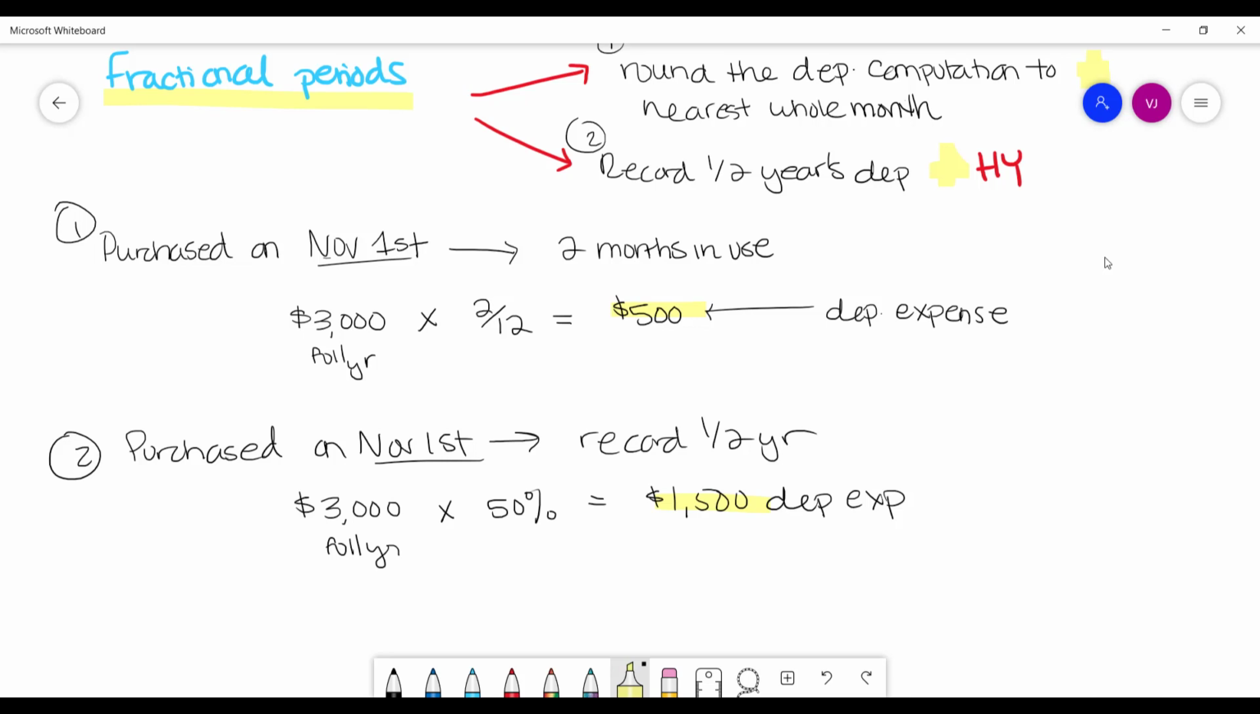All right, so in the next video, we'll look at the declining balance or accelerated methods, which is another way of talking about it. We'll look at those different depreciation methods to follow.